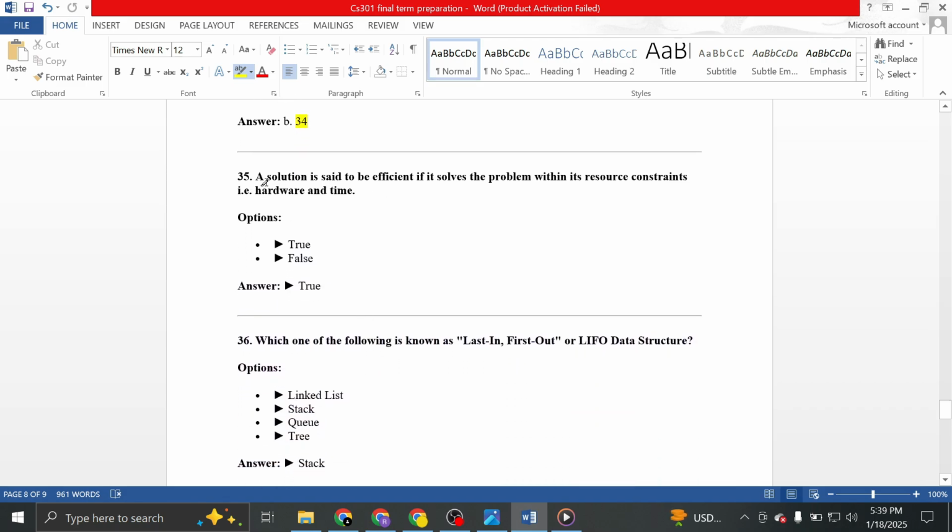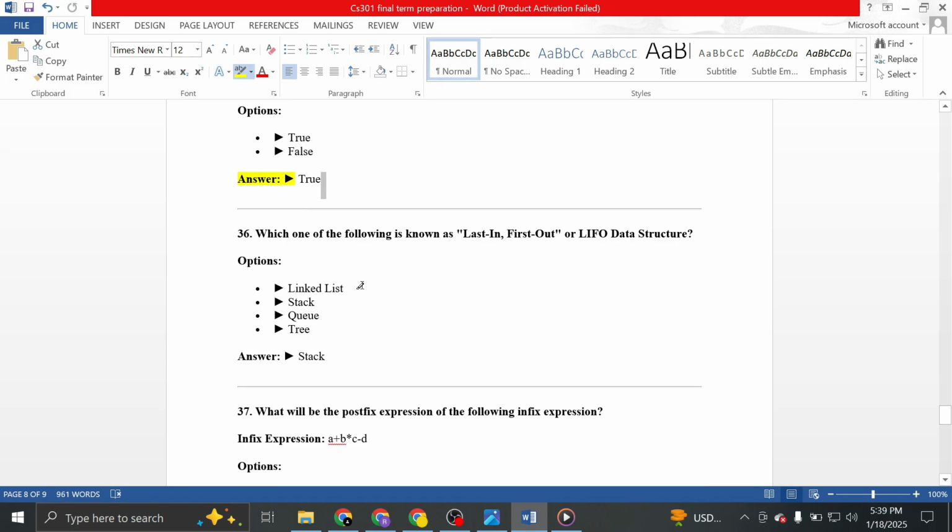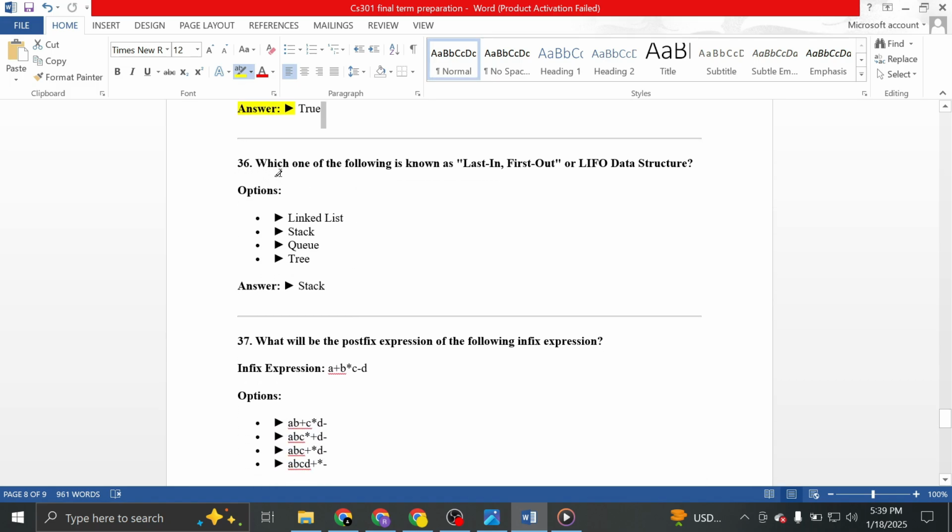Question 35. A solution is said to be efficient if it solves the problem within its resource constraints, i.e., hardware and time. Options: True, False. Answer: True. Question 36. Which one of the following is known as last in, first out, or LIFO data structure? Options: linked list, stack, queue, tree. Answer: stack.